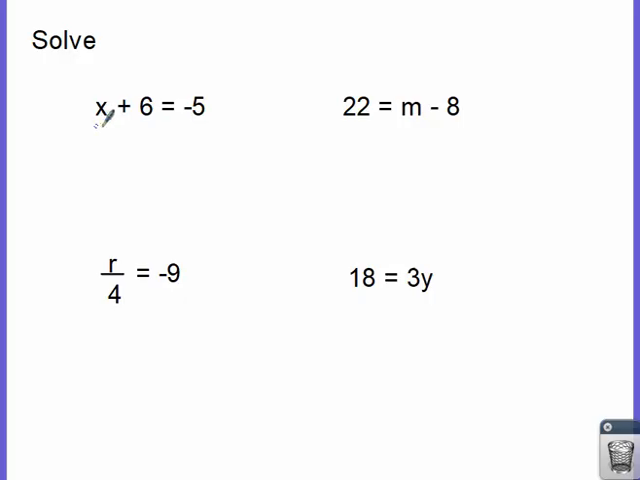So in this first equation right here, we've got x plus 6 equals negative 5. Our job is to get this letter by itself. That's what we want to do. So I need to somehow get rid of this plus 6. Well, in order for us to do that, what we're going to do is add the opposite. So we're going to take this x, we're going to have the plus 6, but then to get rid of the plus 6, I'm going to add a negative 6, which is the opposite of that.